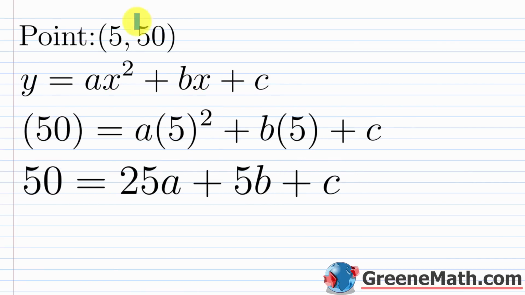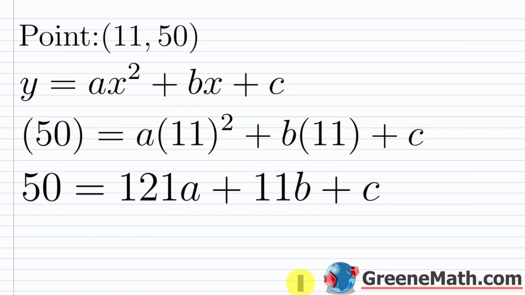All right, the second point, we have 5 comma 50. So I'm going to start with this y value of 50 since I have that color. So this is y right here. So this is going to be plugged in right there. And then let me switch over. The x value is 5. So again, that's going to be right here and right here. So we're going to plug in right there and right there. So we end up with 50 equals 25a plus 5b plus c.